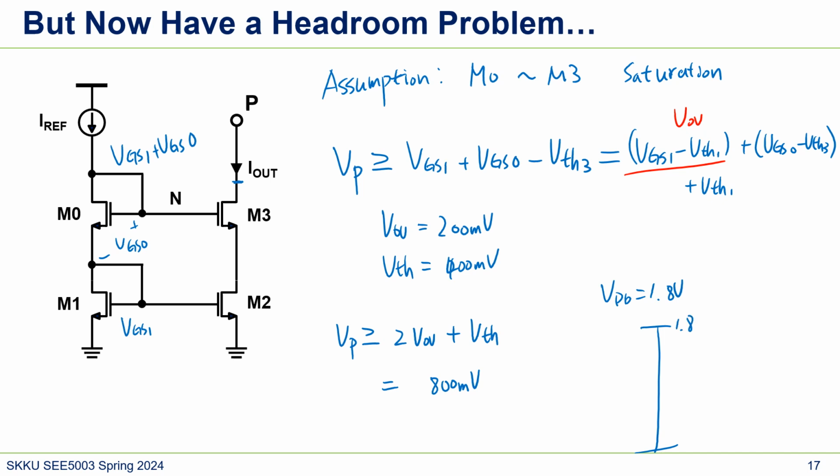1.8. We can only use this part, and usually this is not a good usage of our domain, because almost half of the VDD we cannot utilize. So this is a problem. So we now need some different approach.